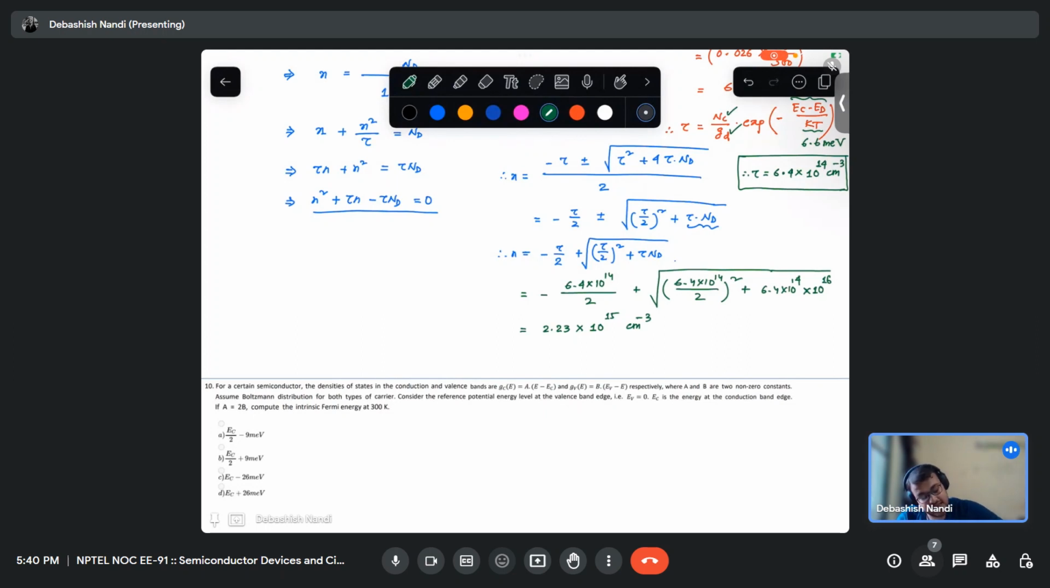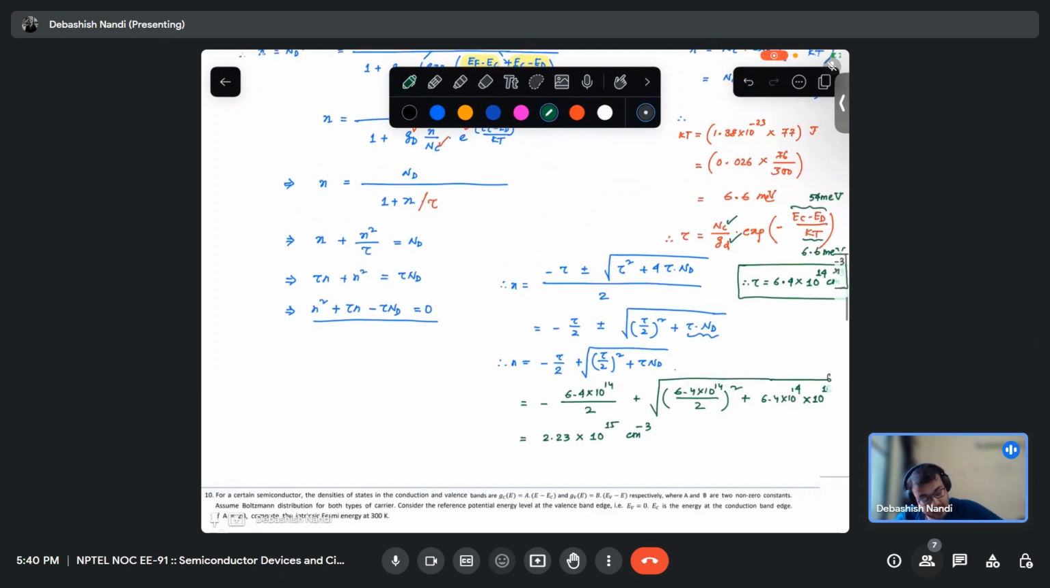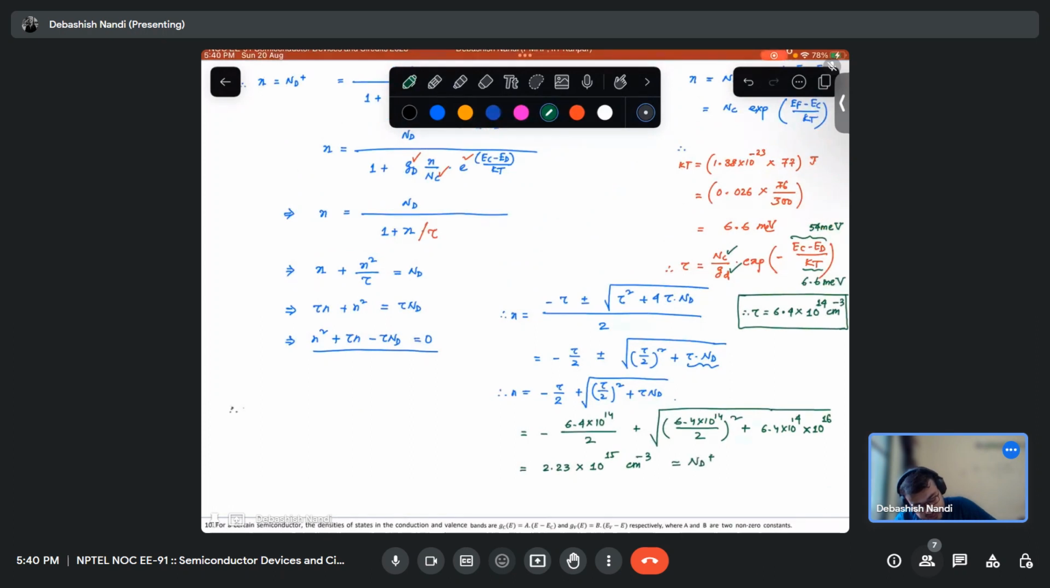So this N is nothing but your ND plus. What is your percentage ionization? It is your ND plus over ND. That is 2.23 into 10 to the power 15 over 10 to the power 16, which is 0.223. Percentage ionization needs a 100 multiplication, so you will find this to be 22.3%. So your answer would be C.